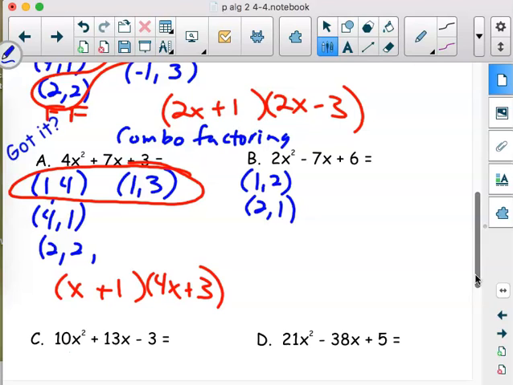Double negative. Yes. But 6 has a few of those. It could be -1 and -6. Could be -2 and -3. Well, that's not a lot. And then do your outside times outside plus inside times inside. Trying to find that -7 when you add them together. If you found it, please unmute and tell us what it is.